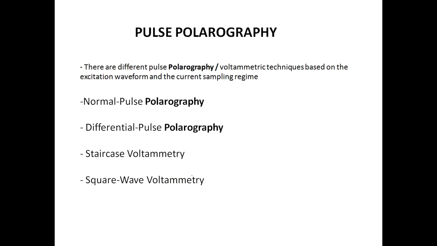There are different types of pulse polarography that have been applied. We'll be talking about four types of pulse polarographic methods: normal pulse polarography, differential pulse polarography, staircase voltammetry, and square wave voltammetry.